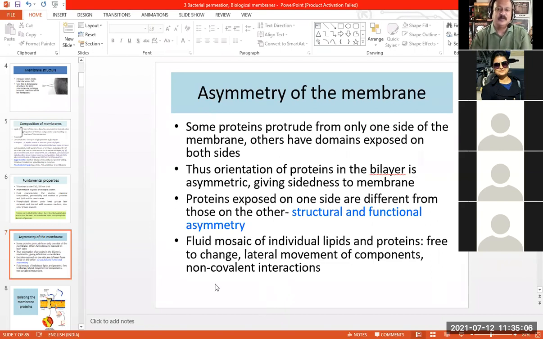That gives rise to a phenomenon called sidedness. Sidedness of the protein means that proteins on the inside are never on the outside, and proteins that are on the outside are never on the inside. There is no symmetry as such in the membrane with regard to the arrangement of the proteins and the types of proteins which are present in the membrane. So is that clear to everybody?